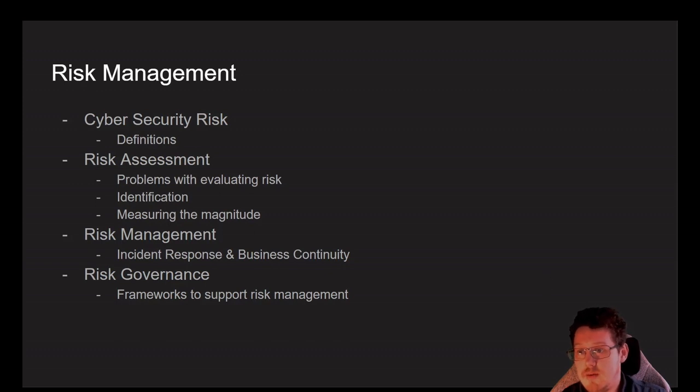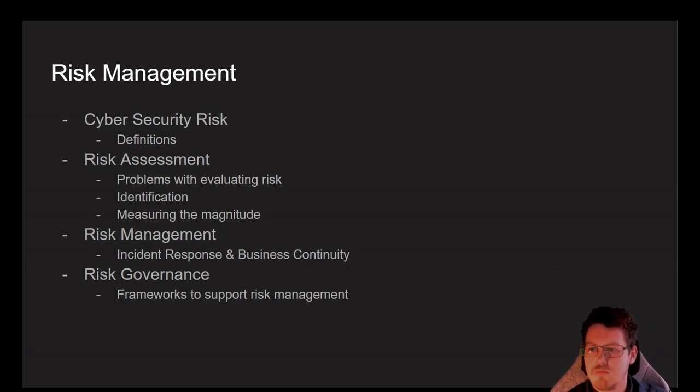Then we're going to be looking at risk management. So this is all about how do we manage risk once we've identified that there is a risk. How do we deal with that? So this can be things like putting in defensive security controls, or changing the design of access controls and things like this. It also covers things like responding to incidents that have happened and making sure that the business continues to run as usual.